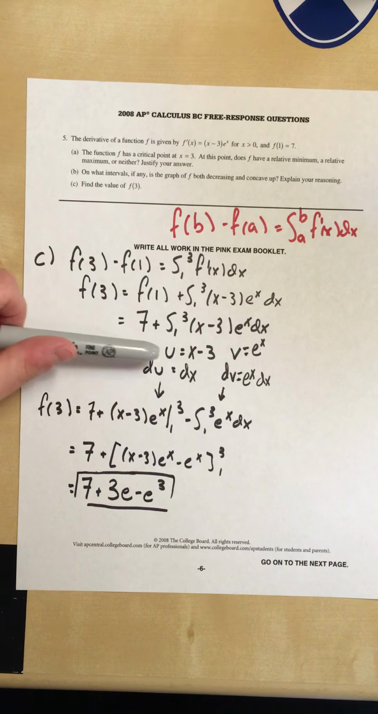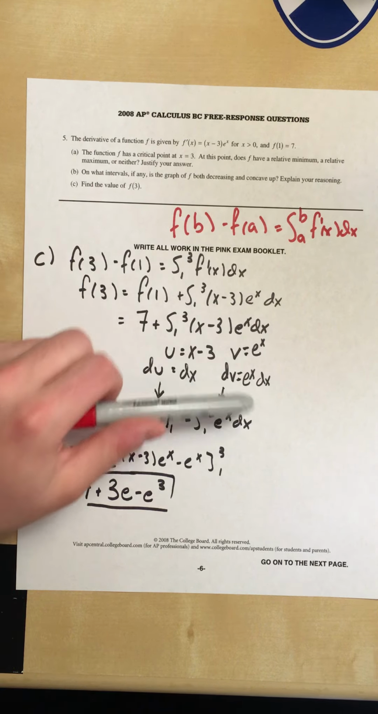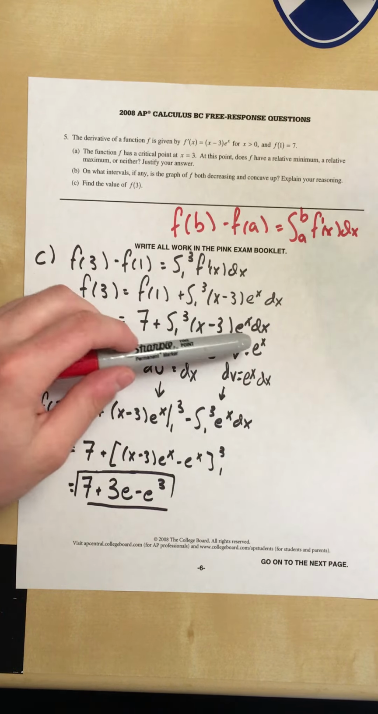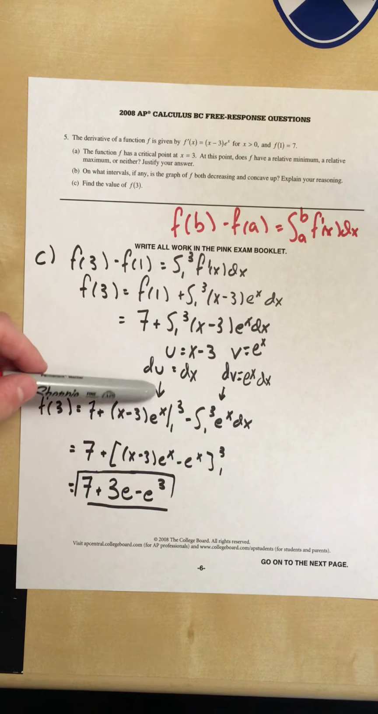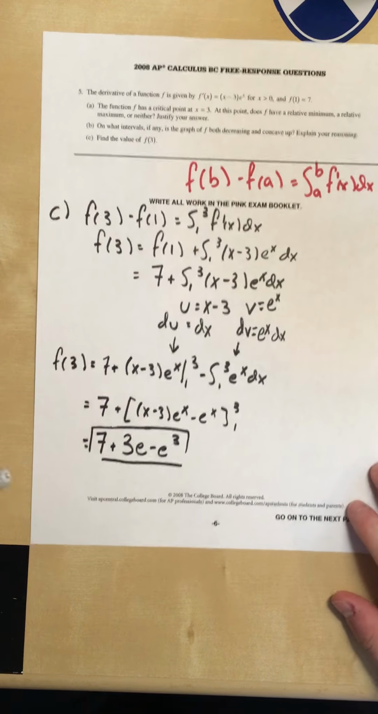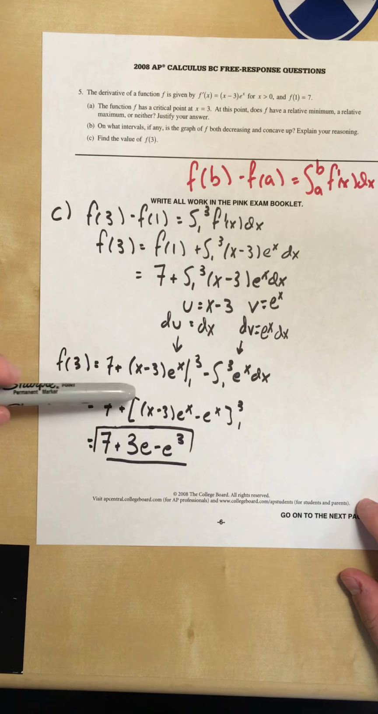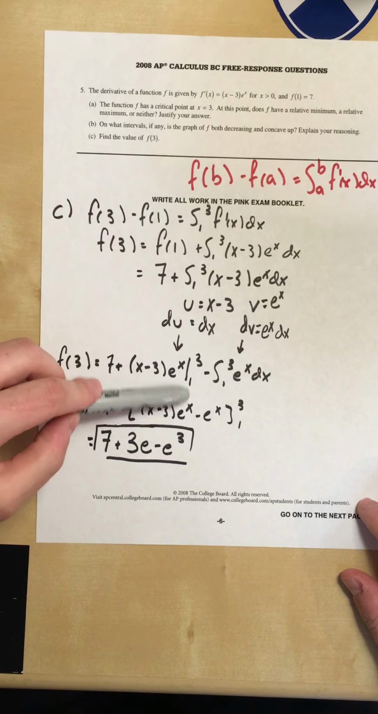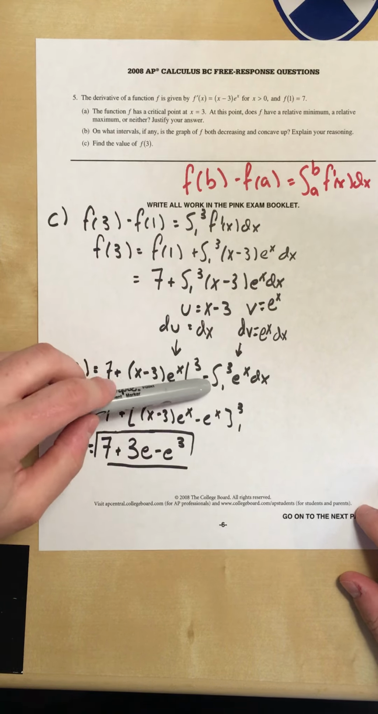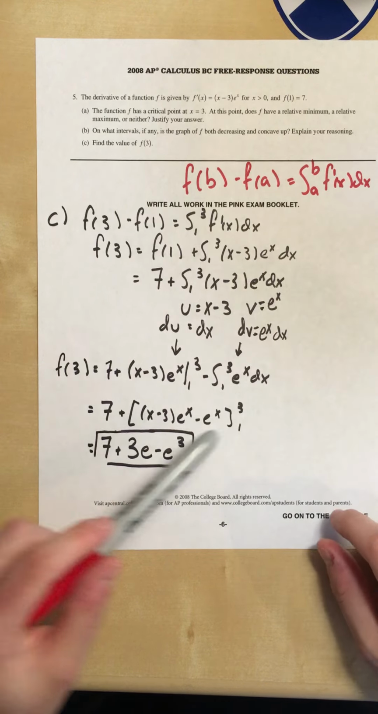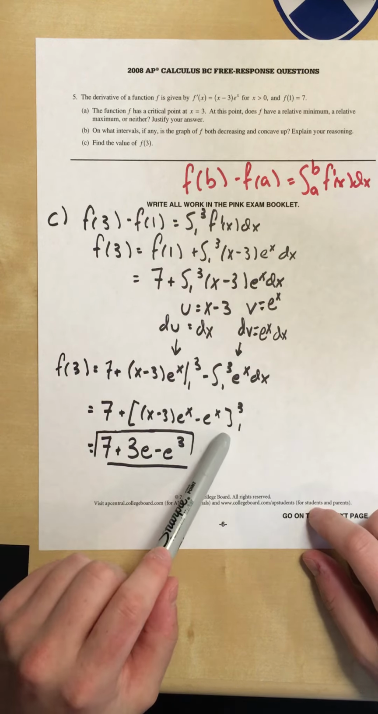So what you're going to want to do is set u as x minus 3, and set dv as e to the x dx. Remember, you're setting dv, not v. You end up with v as e to the x, a very simple integral, and then du is just dx. So you end up with f of 3 equals 7 plus (x minus 3) times e to the x evaluated from 1 to 3, minus the integral from 1 to 3 of e to the x dx. You can keep carrying that out, as that's a very simple integral as well.